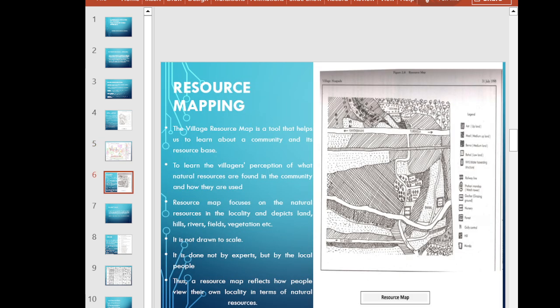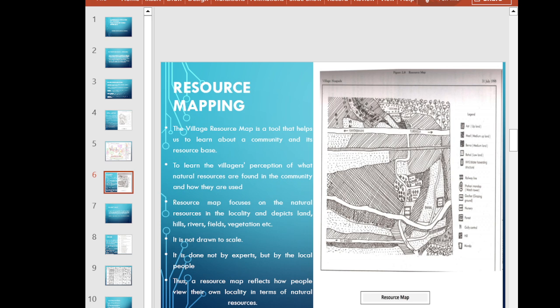And then we have resource mapping. It's a village resource map. It's a tool which helps us to learn about a community and its resource base. What are the resources available? Also, we can learn the villagers' perception of what natural resources are found in the community and how they are being used. Whether they are used or not, we can also make that out from the resource mapping.